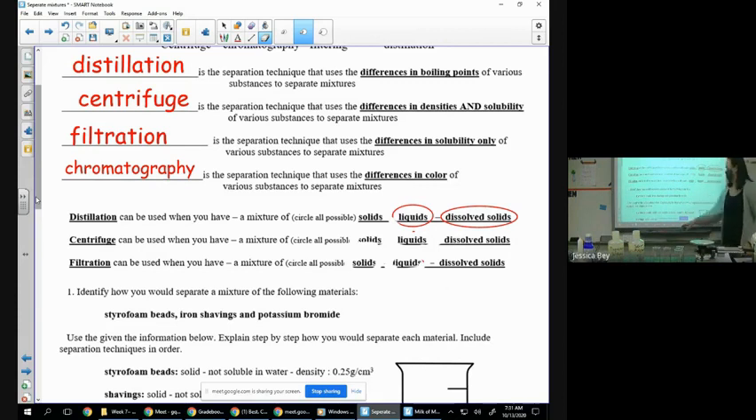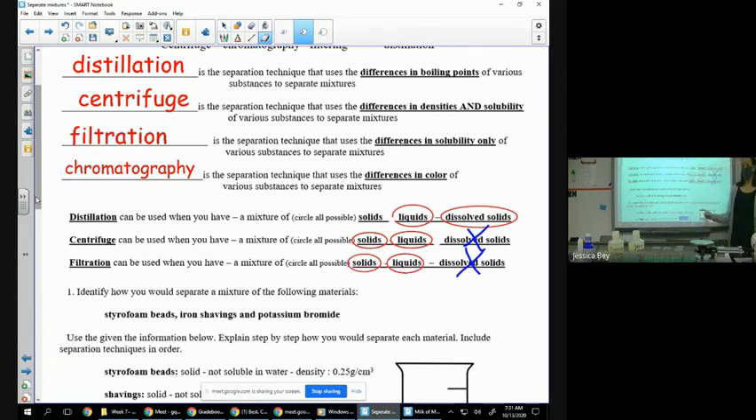Centrifuge can be used when you have a mixture of solids and liquids. You may not centrifuge anything that is dissolved. Remember, the food coloring over there was green. You could spin it until the cows came home and nothing would happen. Okay, dissolved does not work. Same thing with filtration. Dissolved solids will not filter out.